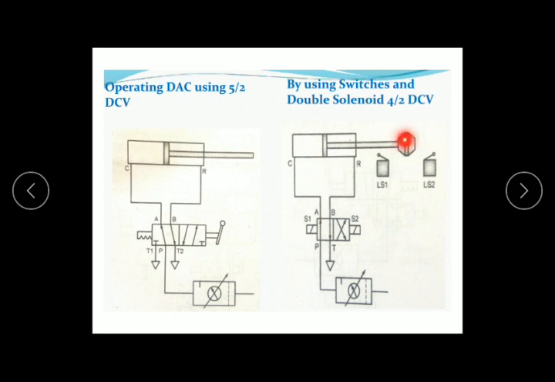When we get the full retraction, at the retraction time, limit switch 1 will activate. This limit switch 1 is directly connected to solenoid 1. In this way, we can shift the position from the first position to the second position by using the solenoid valve. The solenoid valves are internally connected to limit switch 1 and limit switch 2.